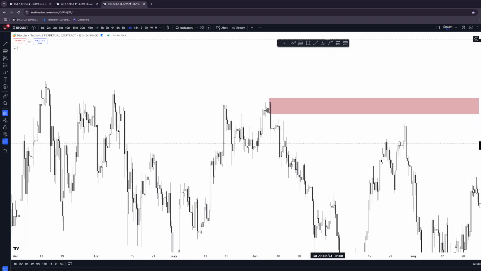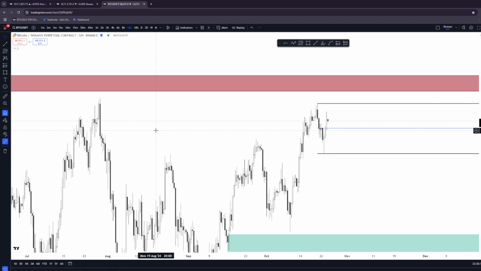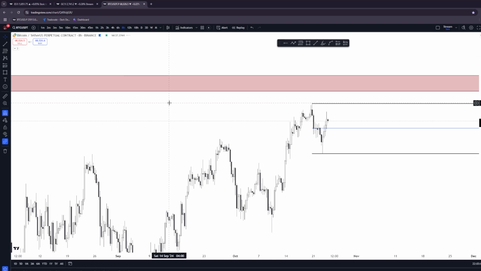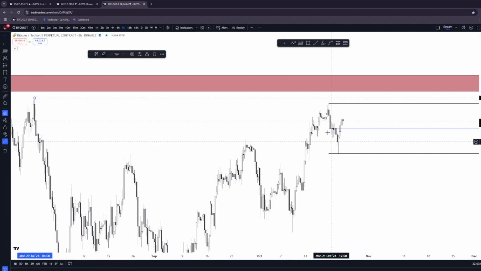We got something here. Let me mark it in supply. Okay. Let me see what else we got. We also got this high here. So I'll be careful. If price does come out of this range, I'll try to look for price to also sweep this high here. Just be careful, guys, with that one.